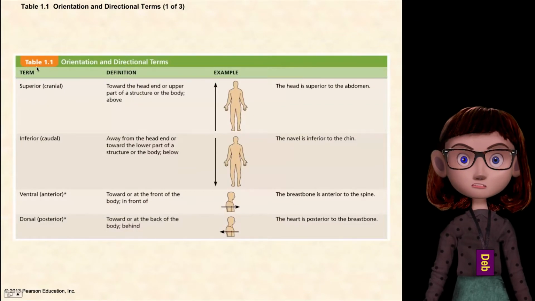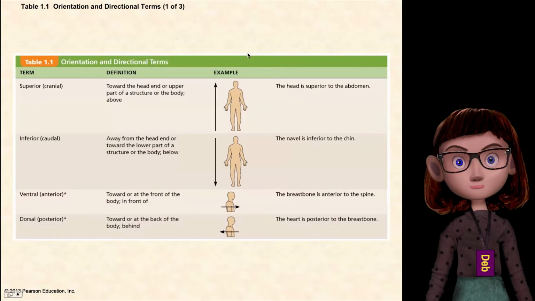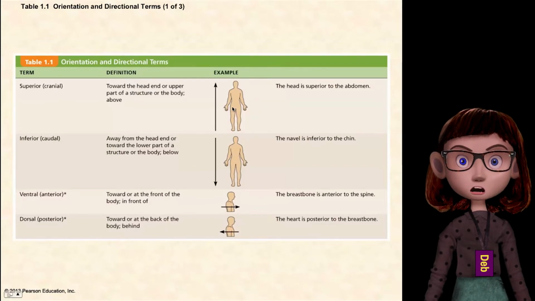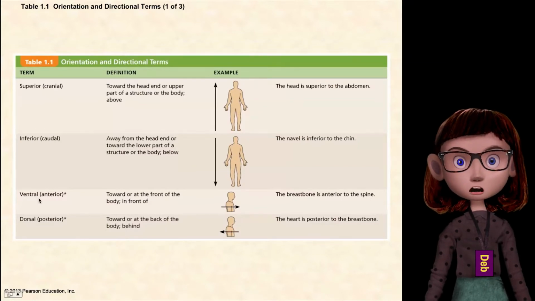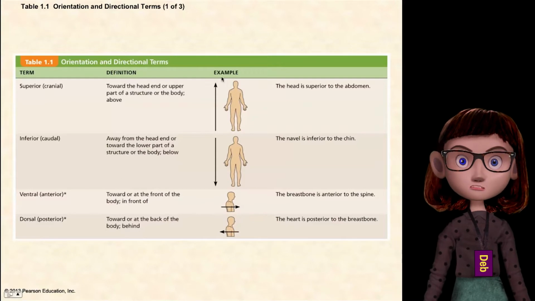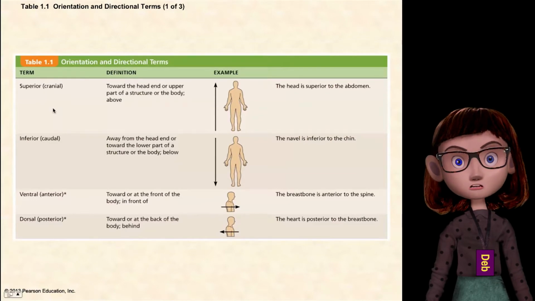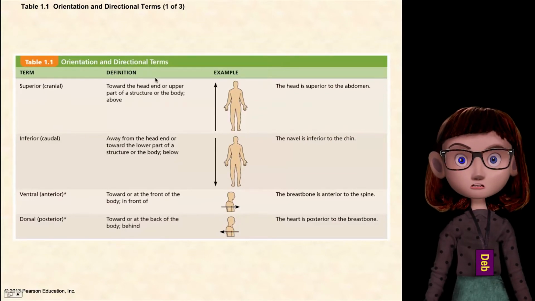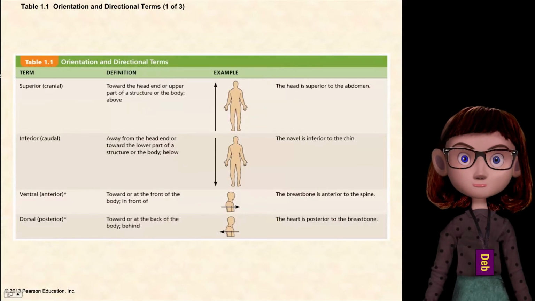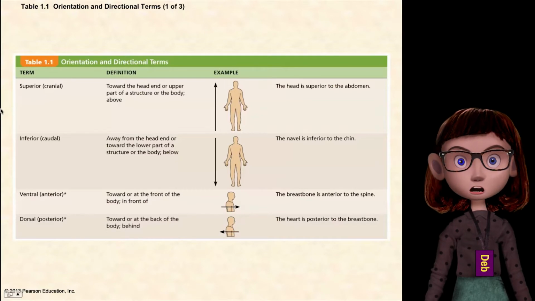This is Table 1.1, which gives a summary of orientation and directional terms. The body is in anatomical position. So the term is over on the left, the definition, the example is shown to you and then described over on the right. Superior is often called cranial. This would be toward the head and/or upper part of the structure or body, above. So when we use that term superior on the human body, it makes sense, it's above.